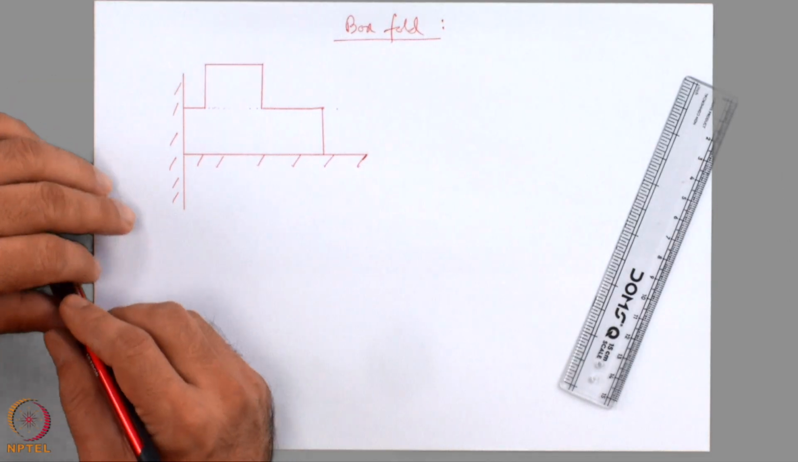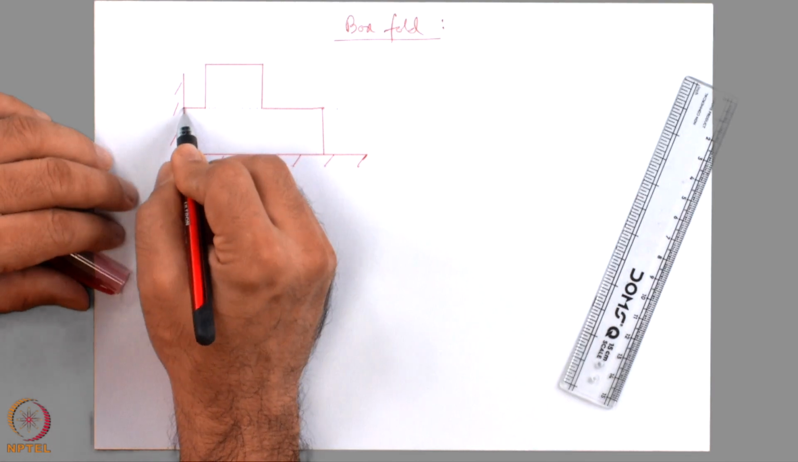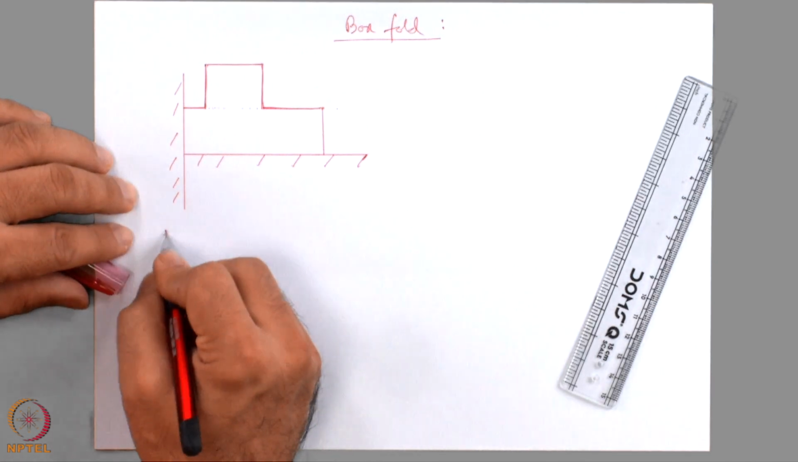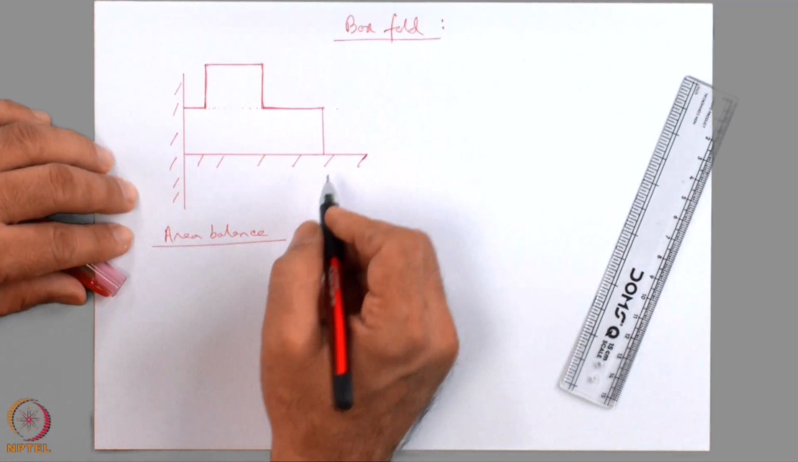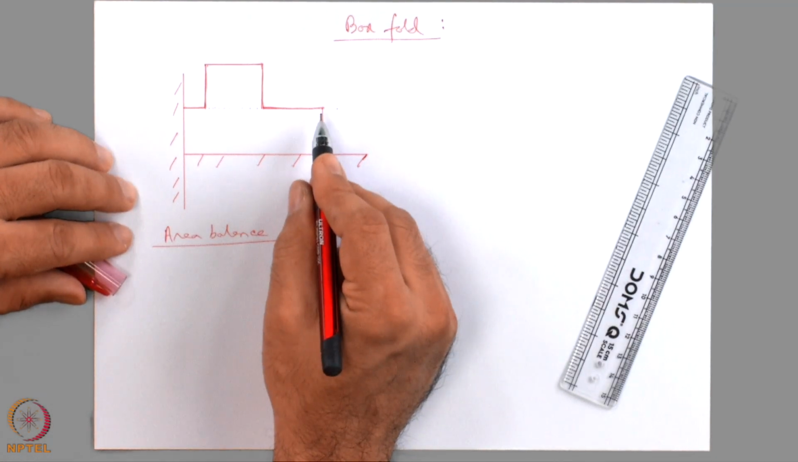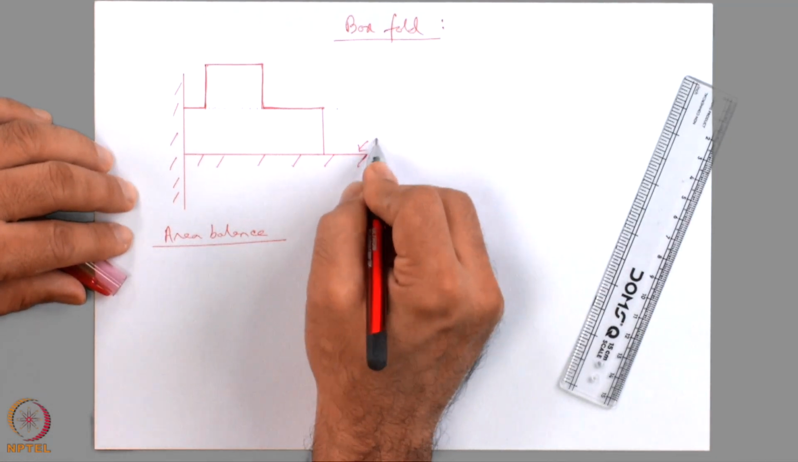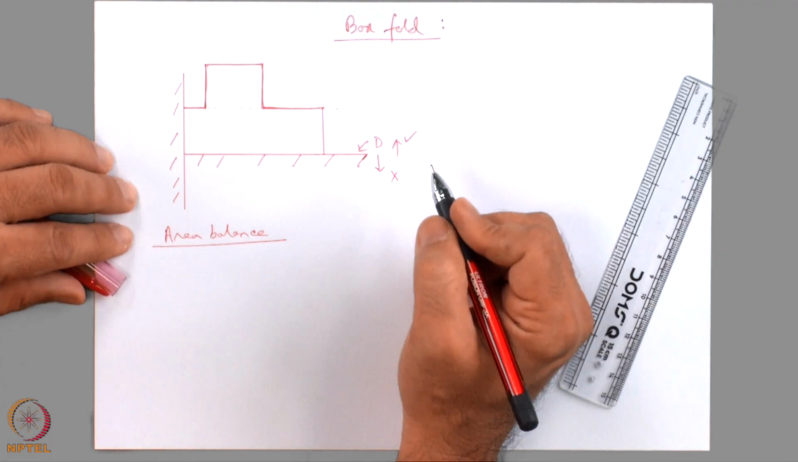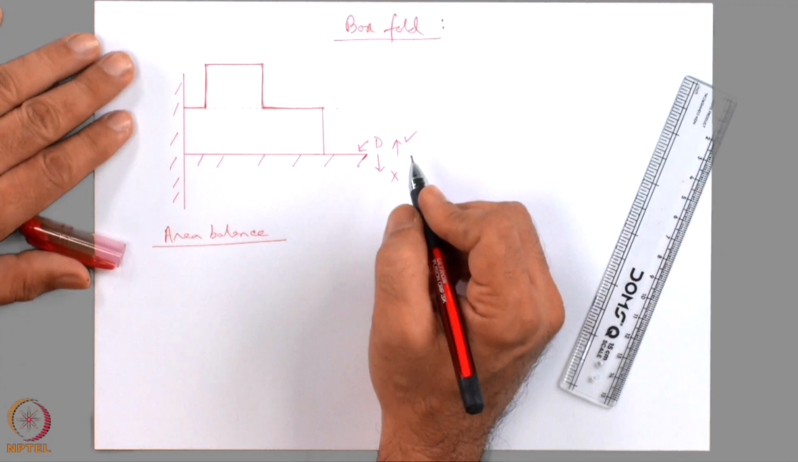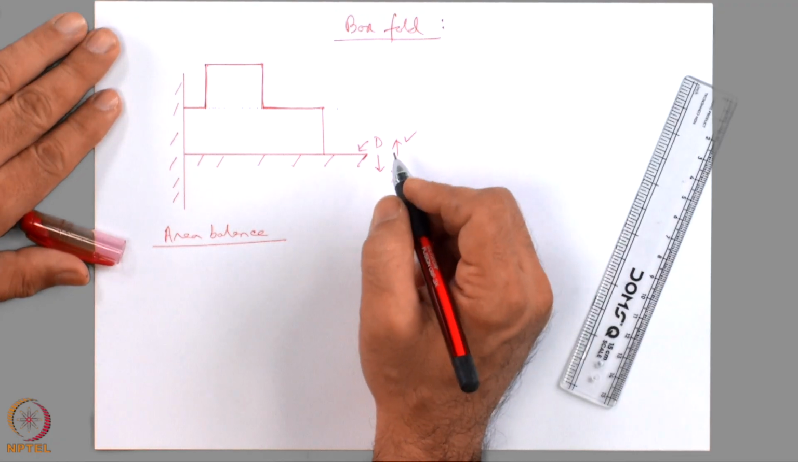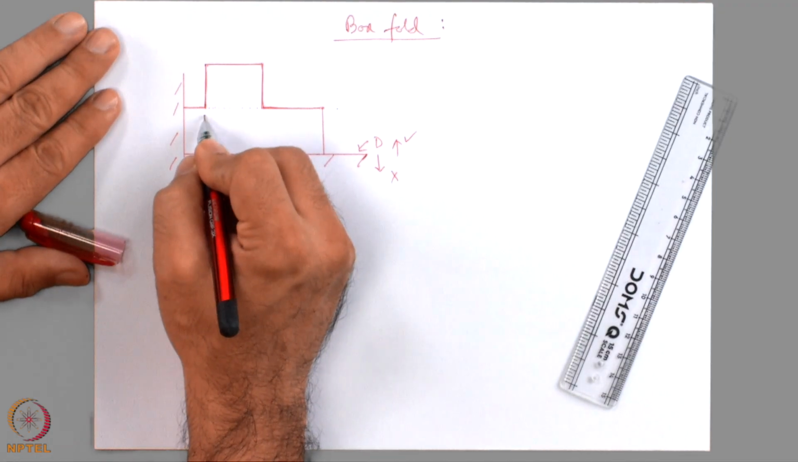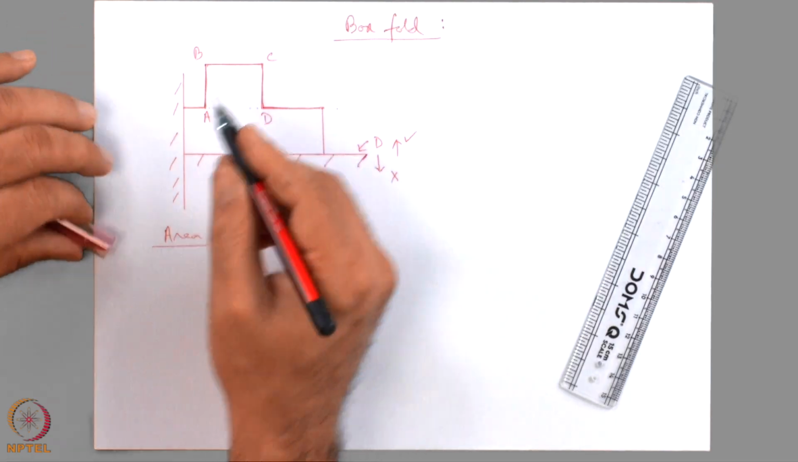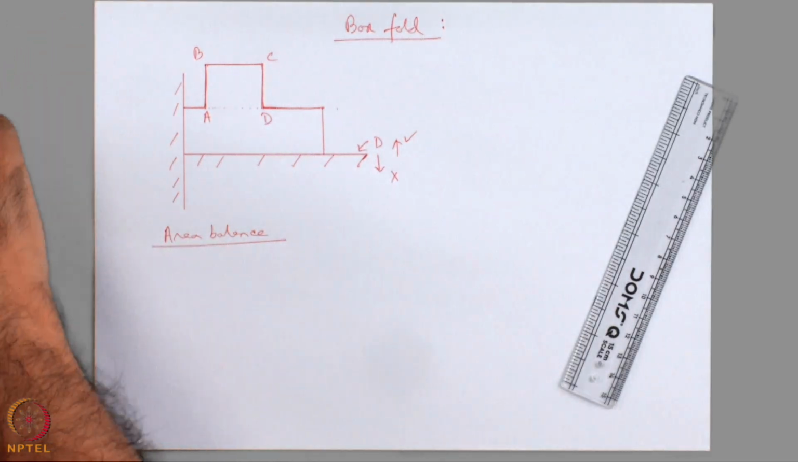Let us start with a box fold. Here is a box fold and we want to do an area balance. Consider that the box fold has generated over a detachment. This is the detachment below which there is no deformation and above which there is deformation or folding. Now, we want to find out how much is the area bound by ABCD rectangle. It can be square, it can be rectangle.